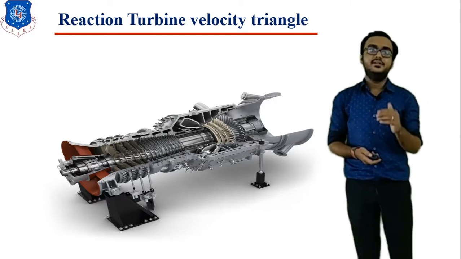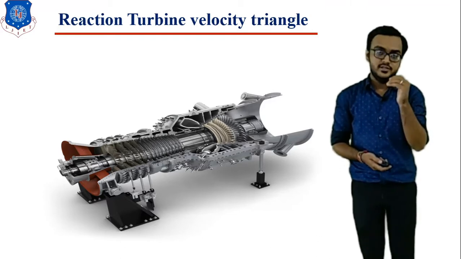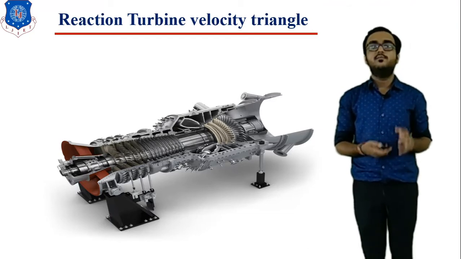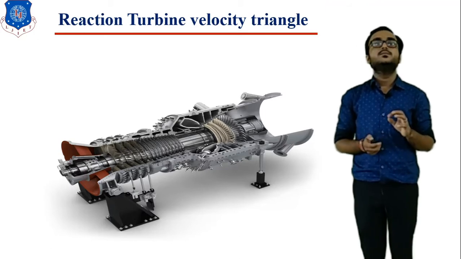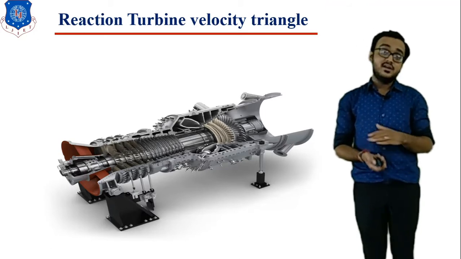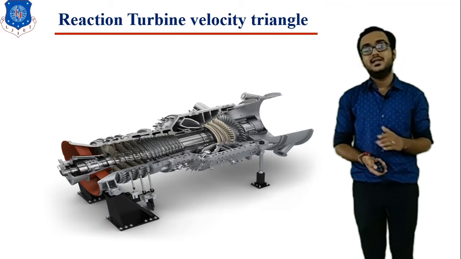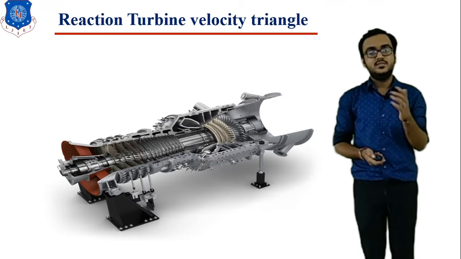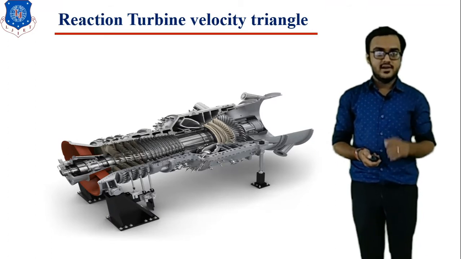The reaction turbine is mostly the suitable turbine for the current scenario, because in the majority of power plants people are using reaction turbines because of their compactness. But another disadvantage of the reaction turbine is that the manufacturing is quite difficult. So let's begin with the velocity triangle of the reaction turbine.